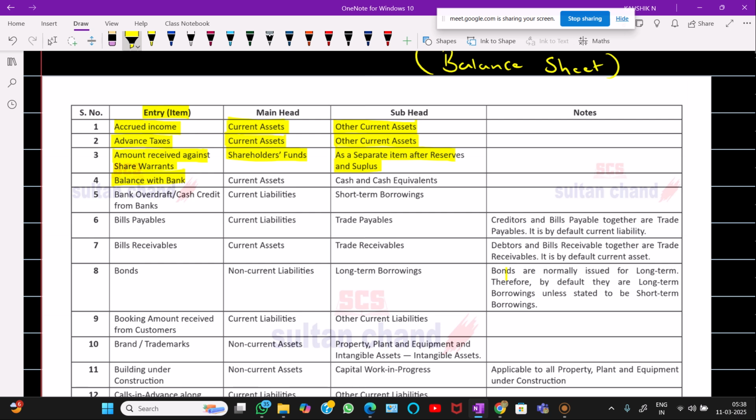Any doubt in understanding the type of asset, current assets or current liability? Any doubt? No, sir. So it is an item of current assets.